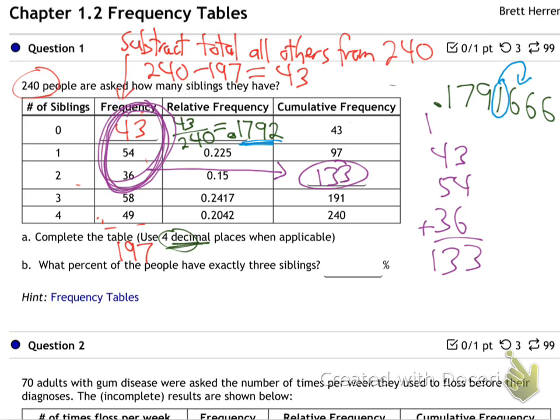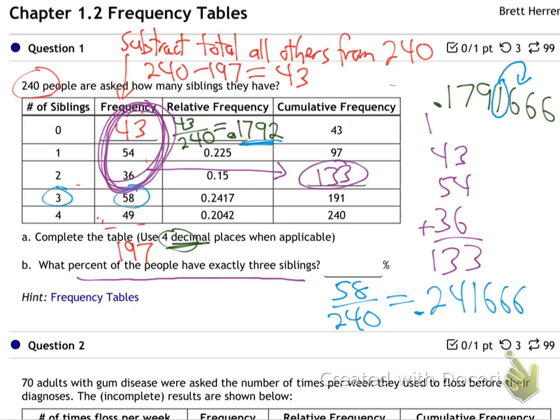All right, and down at the bottom, what percent of the people have exactly 3 siblings? Are we going to figure that out? What percent have exactly 3? Yeah, exactly 3. Number of siblings 3. 58 people out of 240 people have exactly 3? 58 divided by 240. My calculator is saying 0.24166666, and then I'm supposed to move the decimal 2 places to make it a percentage.